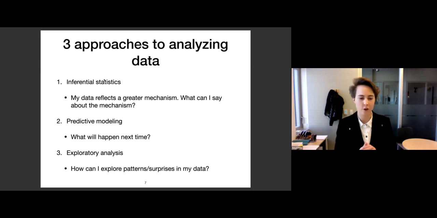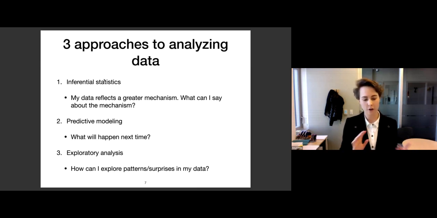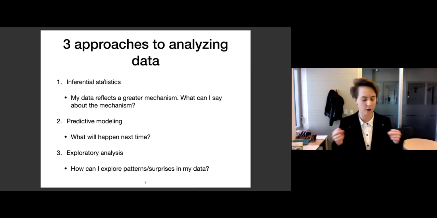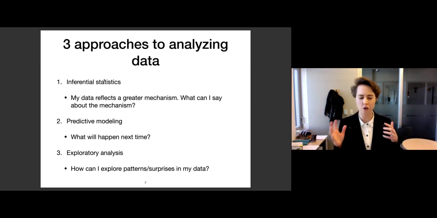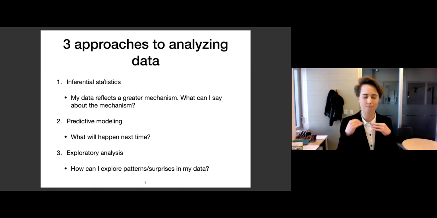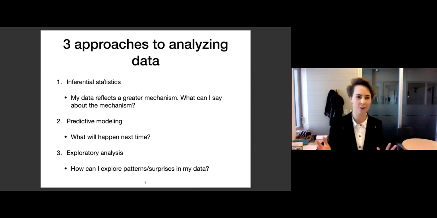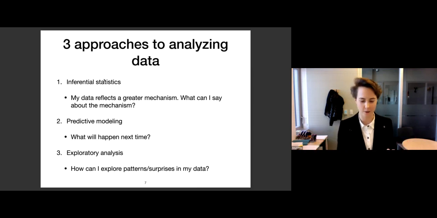A final approach that you can consider to analyzing your data is a purely exploratory approach. So what you're doing in the exploratory approach is just saying, I'm not going to try to abstract away from the data that I have. I'm just going to try and see what it's telling me. Are there patterns or consistencies in the quantitative information that I have? Or is there something surprising or unusual? And so there's a different set of rules for exploratory data analysis that I'll touch on in a moment.